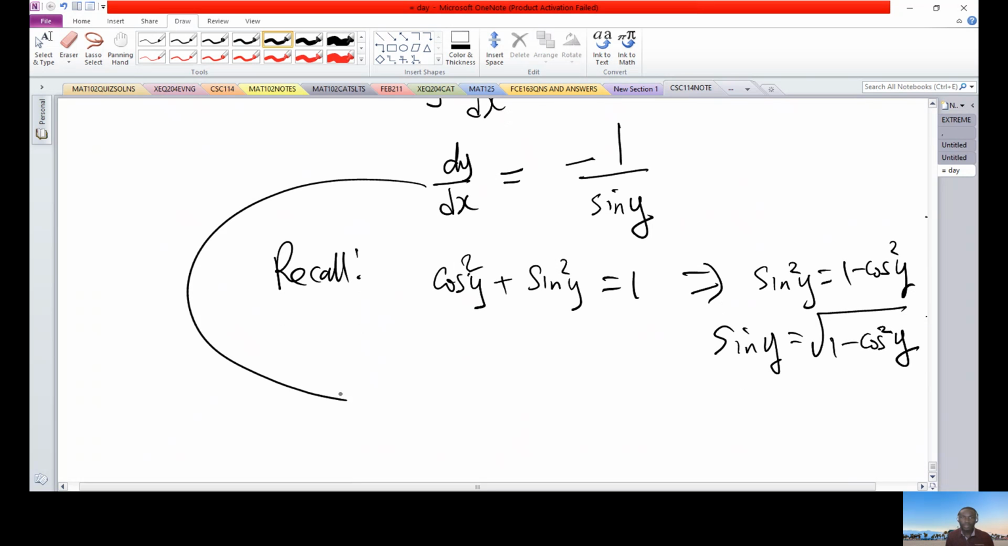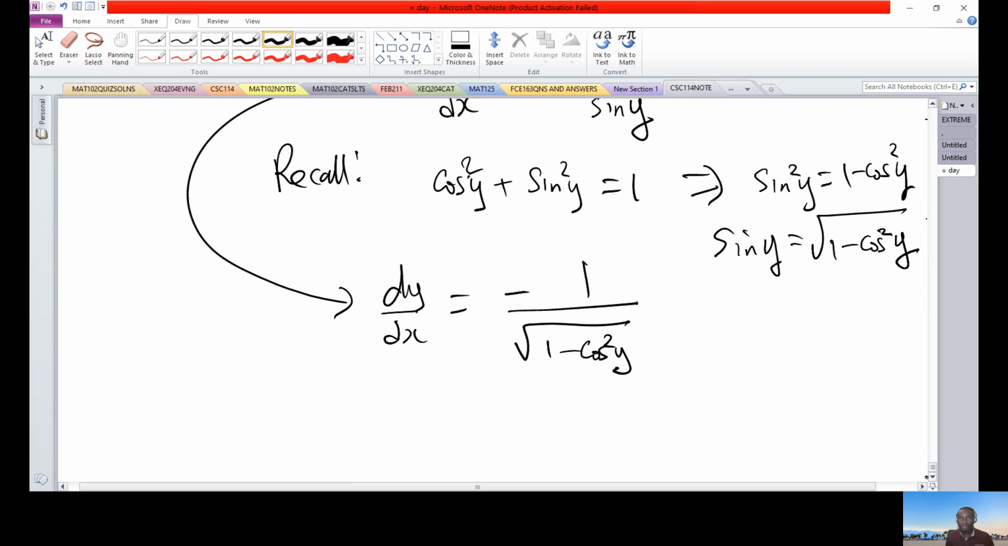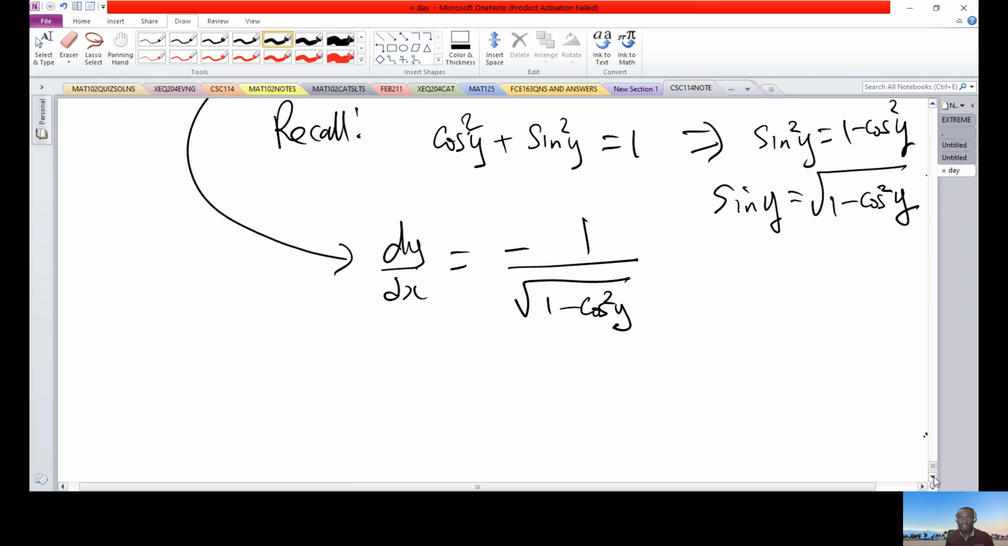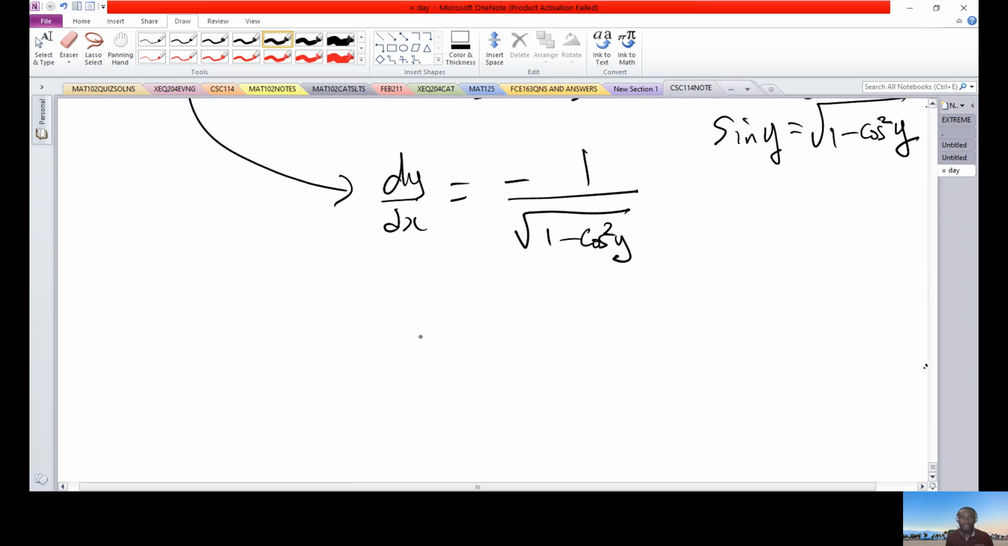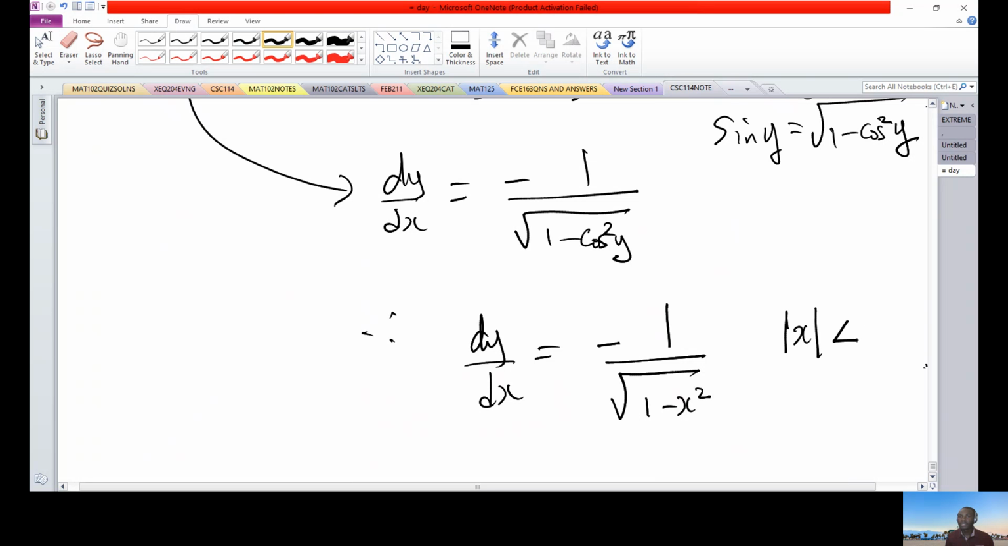So this equation becomes dy dx equals negative 1 over, instead of writing sine y, you write the square root of 1 minus cos squared y. But from the word go, cos y is x, so when you square it, it will be x squared. So therefore dy dx will be negative 1 over the square root of 1 minus x squared. And remember, for this denominator to be defined, x squared must be less than 1.